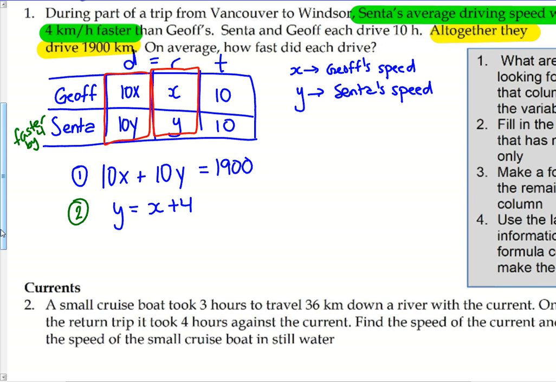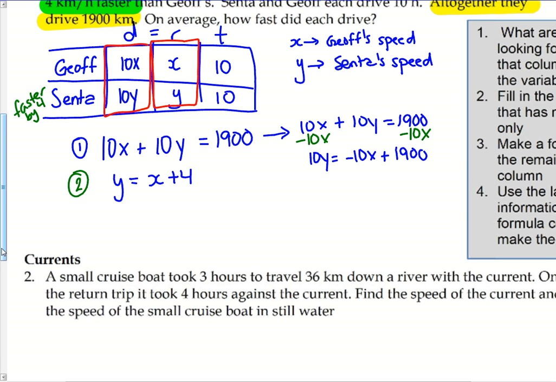Okay, so it's set up nicely for graphical because we already have y equals for one of them. So we just need to make y equals for the second one. If you already did it, great. Solving for y, what's our first step on this equation here? 10x plus 10y equals 1900. It works out nicely too, because we have 10y equals negative 10x plus 1900. Then what? Divide by 10 or negative 10?